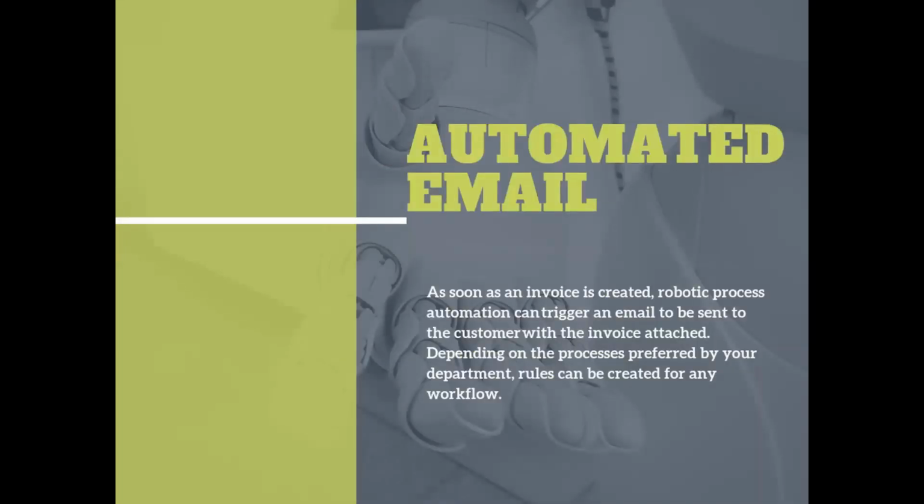So one area that we briefly touched on in a previous slide where robotic process automation can really add value to the accounts receivable department is by using automated email. So like we said, automation can trigger an email to be sent out to the customer with the invoice attached. For example, as soon as a customer goes 30 days past due, the RPA can trigger an email to be sent reminding the customer that that invoice is past due and requesting the payment. So that workflow comes into play as soon as that invoice goes 30 days past due.